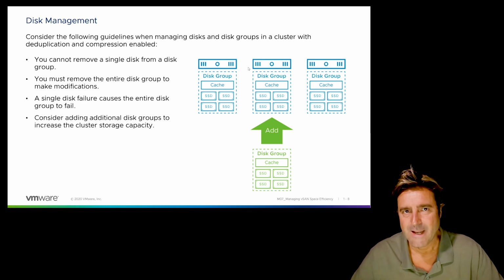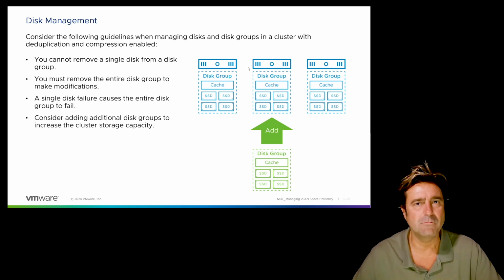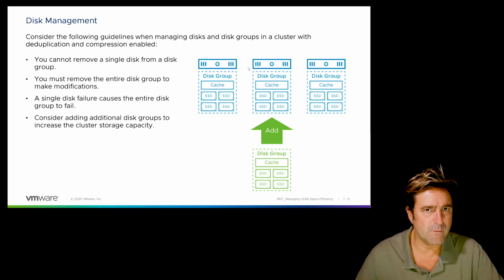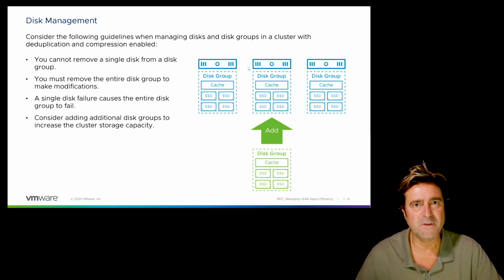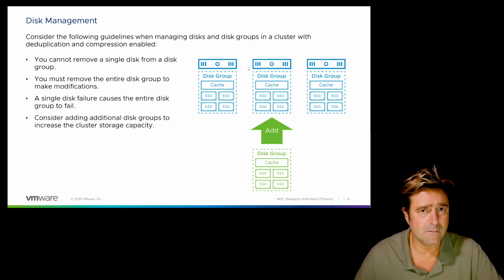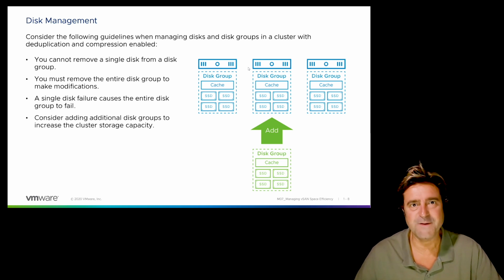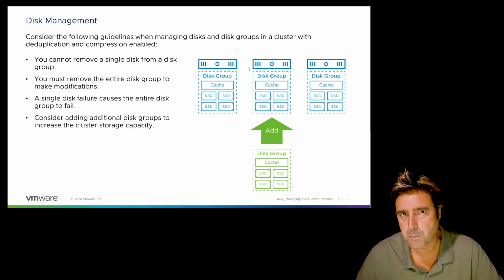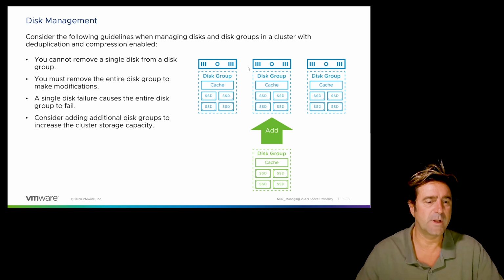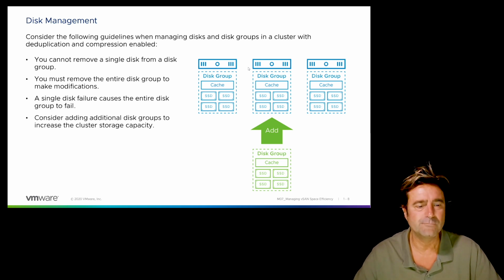Once again, if you enable the deduplication and compression, you cannot remove a disk from a disk group. Typically, you remove a disk from a disk group if the disk has failed. So here the drawback is that if you lose a disk, whether it is the cache or capacity, you have to take apart the entire disk group. Notice that's what they tell you in bullet number 2.